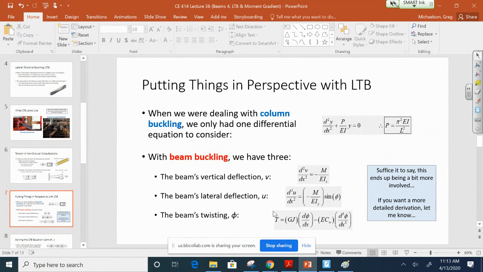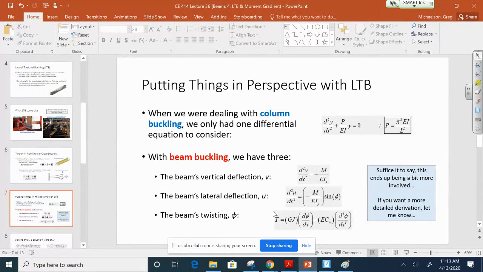But with beam buckling, with LTB, we got a lot more going on. We have the beam deflecting under the vertical load. We have the beam deflecting under the lateral load. And we have the beam wanting to twist. And so there's a lot more going on. So suffice it to say, this ends up being a little bit more involved to solve. If you wanted a more detailed derivation, I'd be more than happy to provide it. I usually go through this in in-class steel design, but I figure we don't really have time, and that's not really the point I want to make.